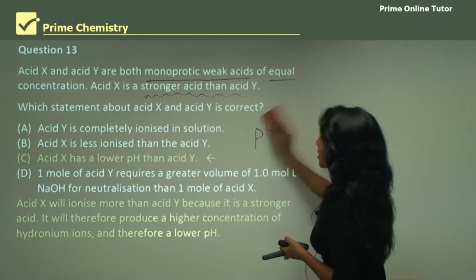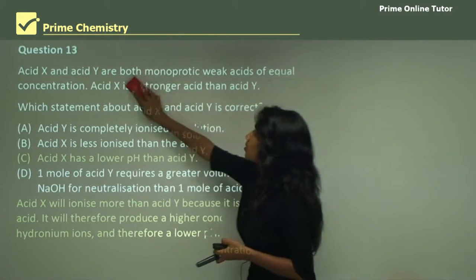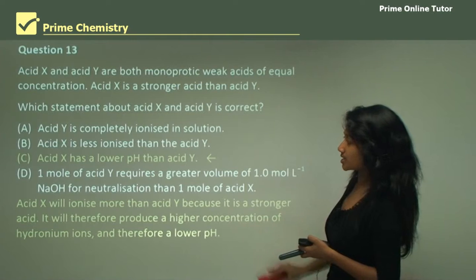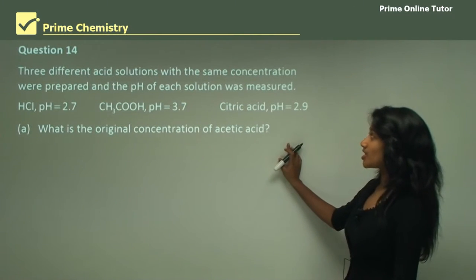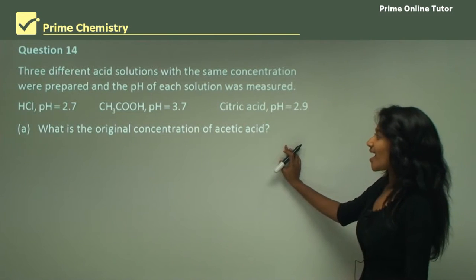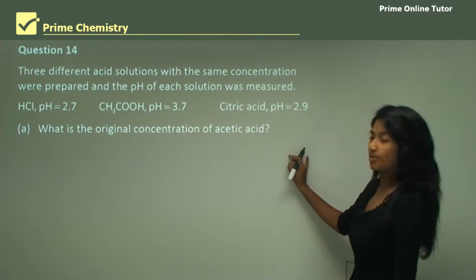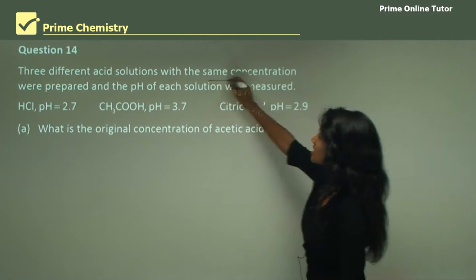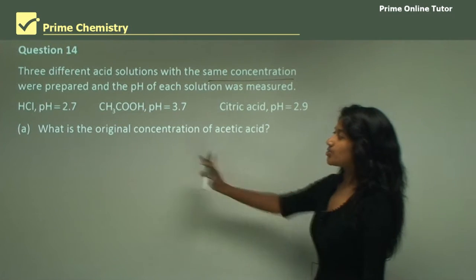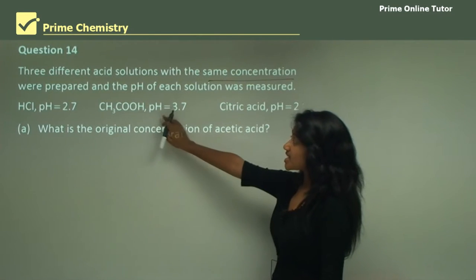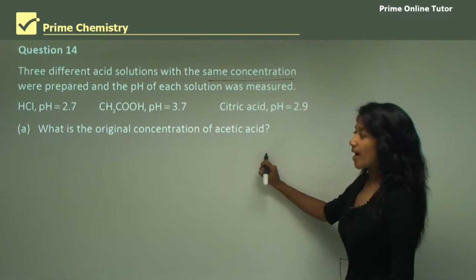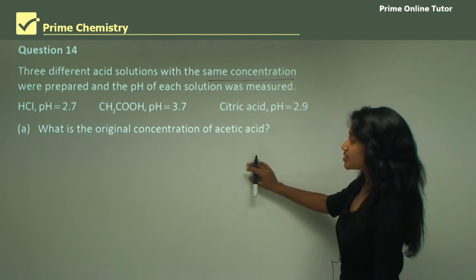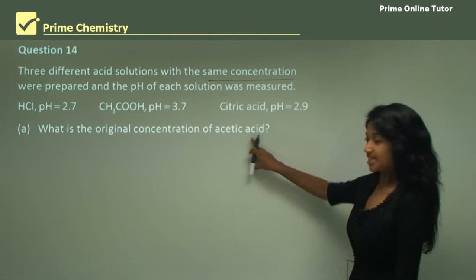Now let's move on to question 14. Question 14 has two parts. Three different acid solutions with the same concentration were prepared and the pH of each solution was measured. So same concentration. We have hydrochloric acid, acetic acid and citric acid here. Part A asks, what is the original concentration of acetic acid?